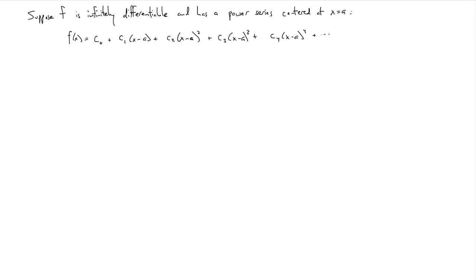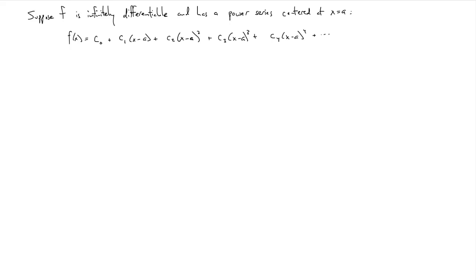Okay, suppose we have an infinitely differentiable function f with a power series centered at a. Then that power series is f of x is equal to c0 plus c1 times x minus a plus c2 times x minus a squared plus c3 times x minus a cubed, and on like that forever. How do I know? Because every power series centered at a looks like that. The only difference between them is what are the constants c0, c1, c2, c3, etc. So our goal will be to figure out what those constants are. If we can do that, then we will have found the power series.